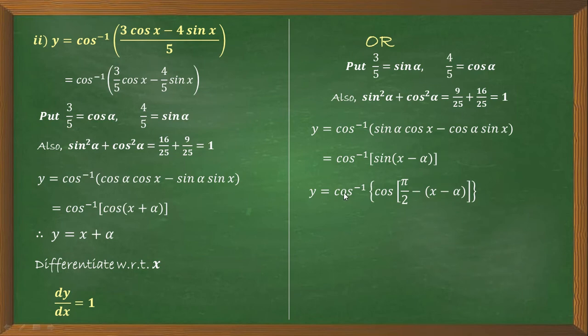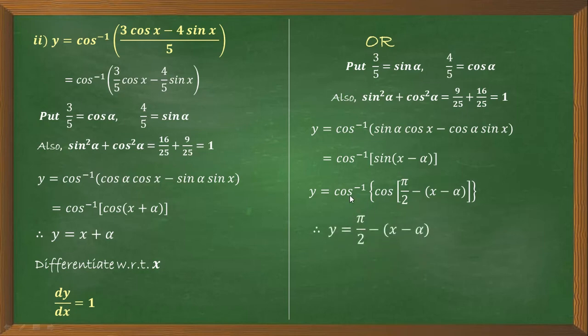Now as we know, cos of pi by 2 minus theta is equal to sin theta. Cos of pi by 2 minus theta is equal to sin theta. Cos of pi by 2 plus theta is not equal to sin theta. It is cos of pi by 2 plus theta is equal to minus sin theta, remember. So don't write plus or minus here. Here only cos of pi by 2 minus x minus alpha gives sin of x minus alpha, remember. So here we need an extra step for the simplification.